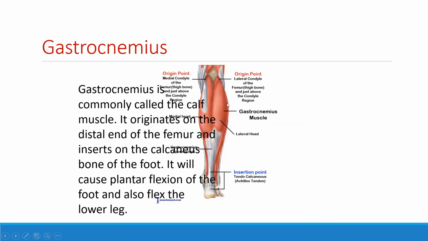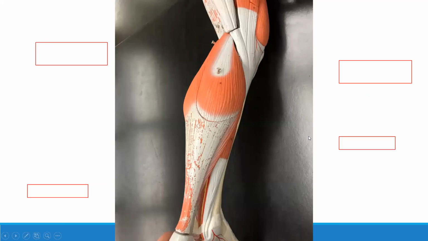The gastrocnemius, I apologize for the wording getting over in the picture. The gastrocnemius, we call it the calf muscle. Its origin is on the condyles of the femur. It inserts on the calcaneus by way of the Achilles tendon and causes us to plantar flex the foot by raising the heel and flex our lower leg. So here we are.